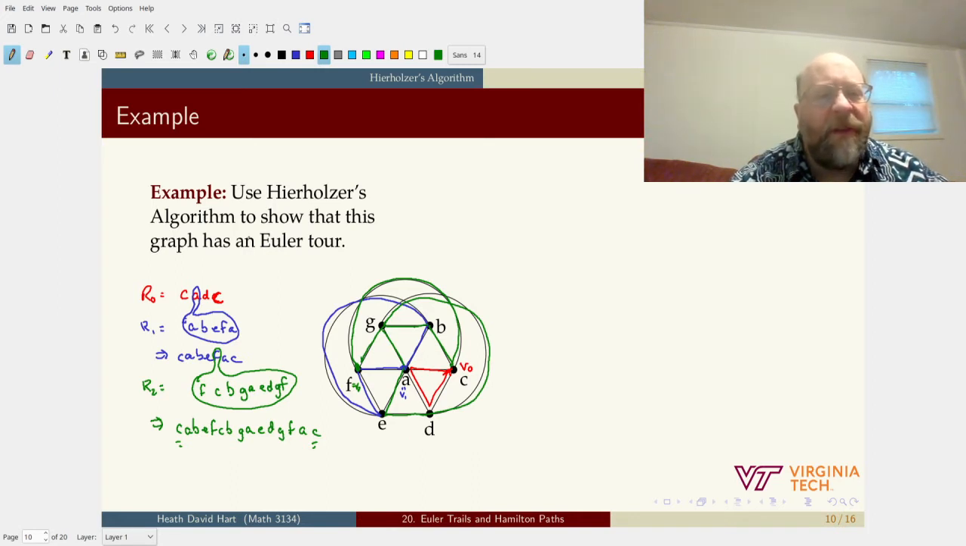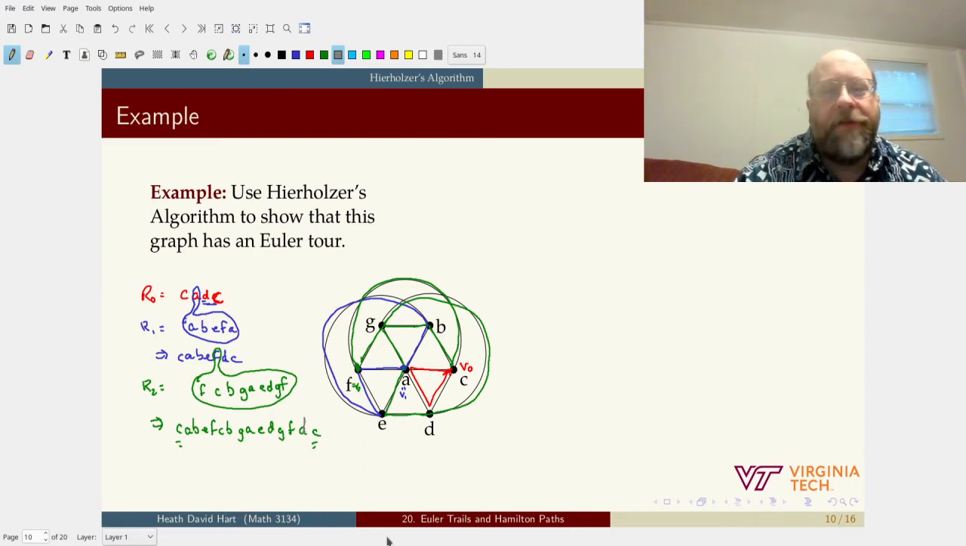Except that I have copied this down wrong. This was a DC at the end, so this should be DC at the end, and this should be DC at the end. Let me correct that. All right. And so now we have an Euler circuit. So that's how the algorithm works.